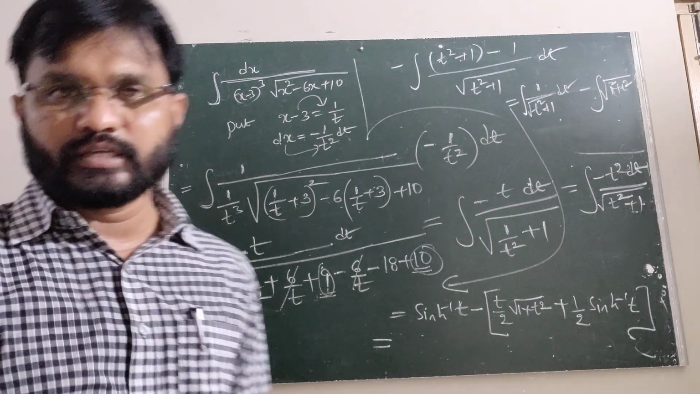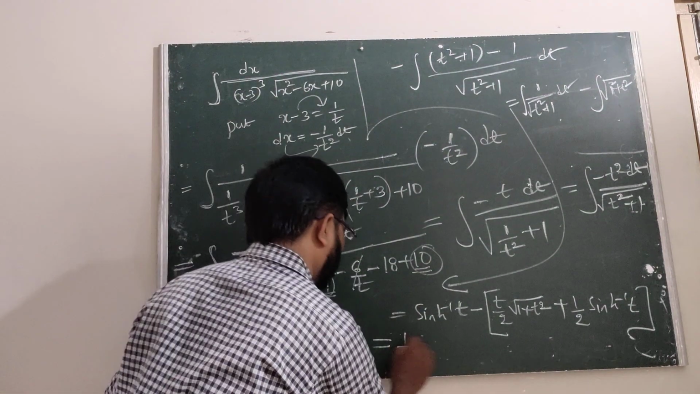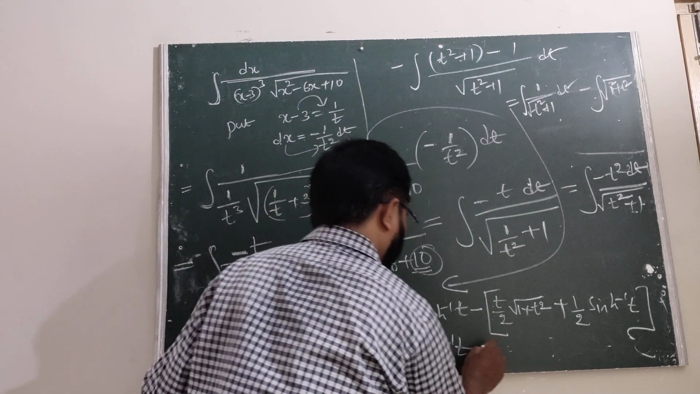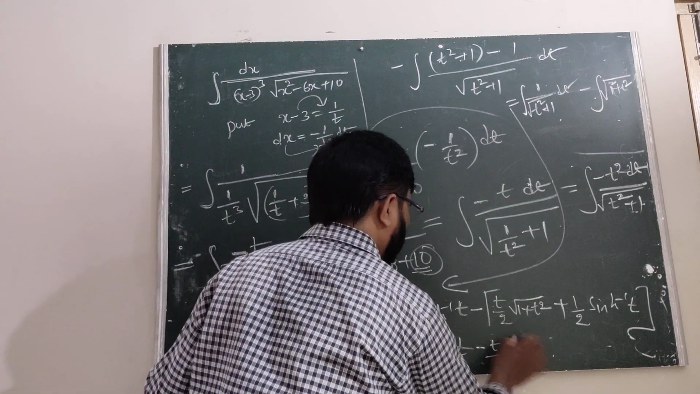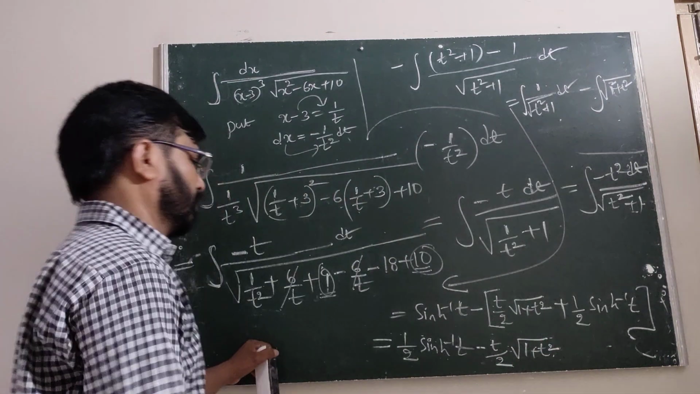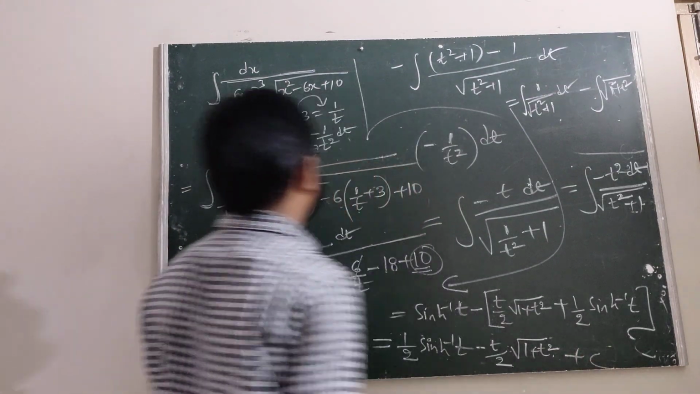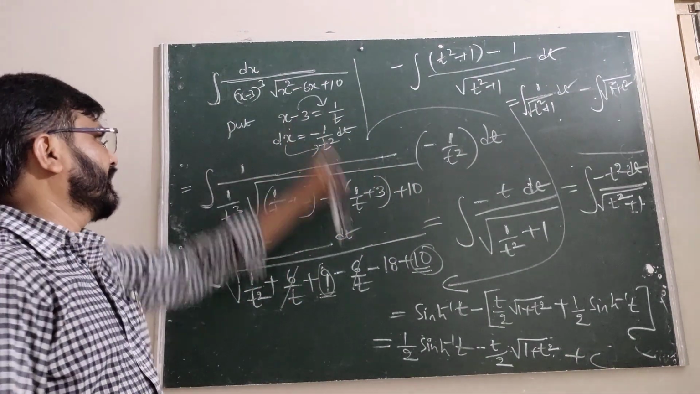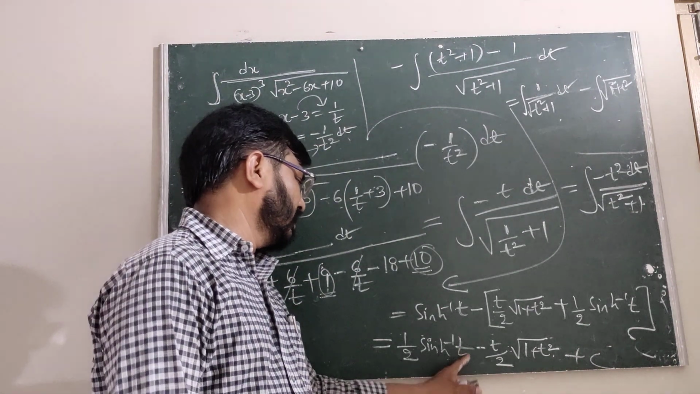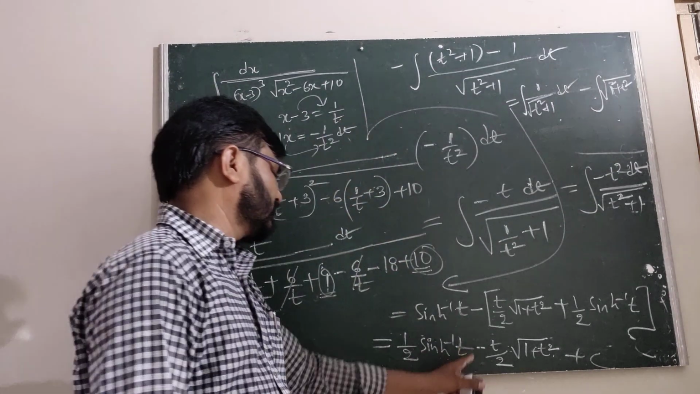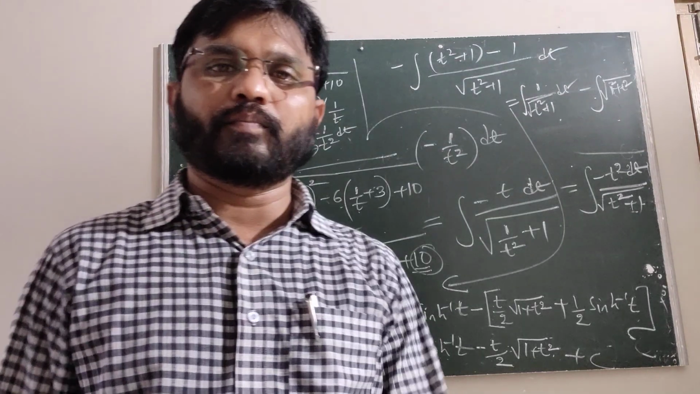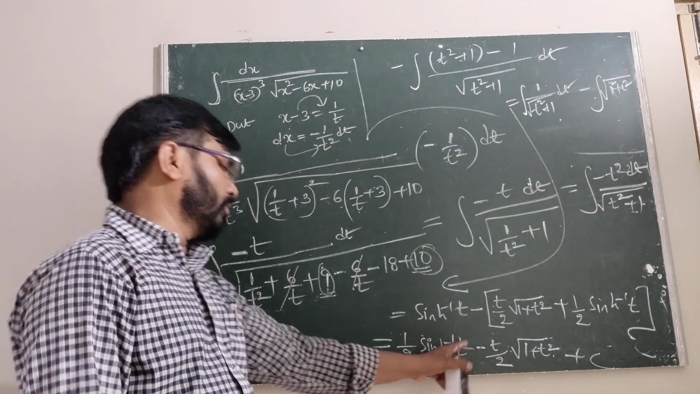1 minus 1 by 2 is 1 by 2, that is 1 by 2 sinh inverse of t minus t by 2 root of 1 plus t square plus c, where t is, what is the t here? 1 by x minus 3. What is the t here? The t is 1 by x minus 3. Here also 1 by x minus 3. Where t we are taking 1 upon x minus 3.